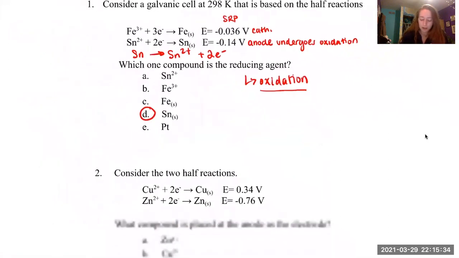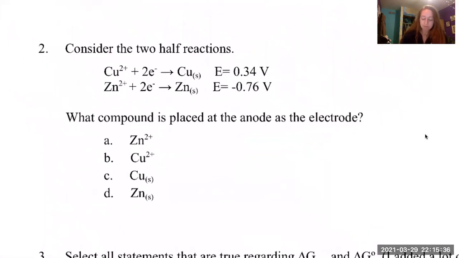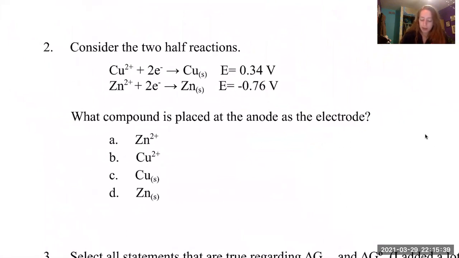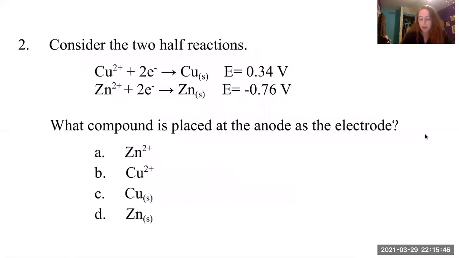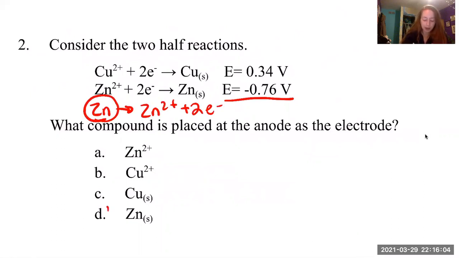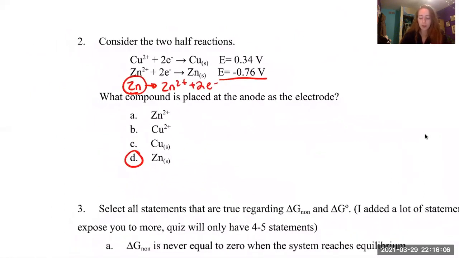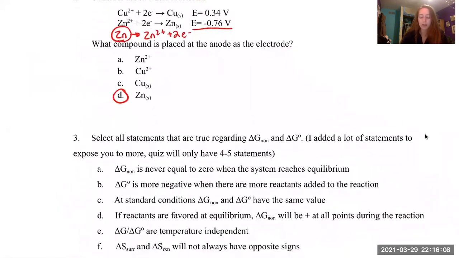Okay, so for the next one, this one is asking which one is going to be the electrode at the anode. Okay, and similarly, we just need to figure out which one has the lowest SRP. And so in this case, it's going to be this one. And so if we just flip this reaction, this is the one that's going to be oxidized, and that is going to be the solid over there at the anode. We always look at the lowest SRP to tell us which one is going to be the anode.